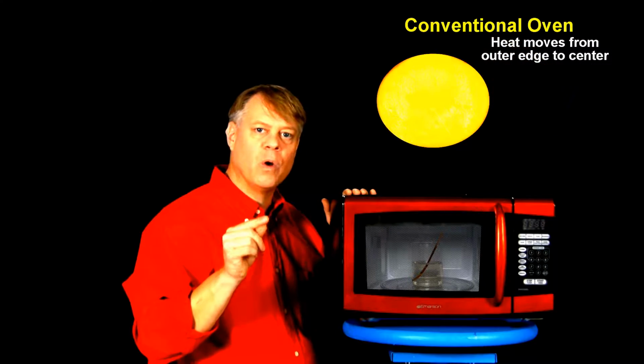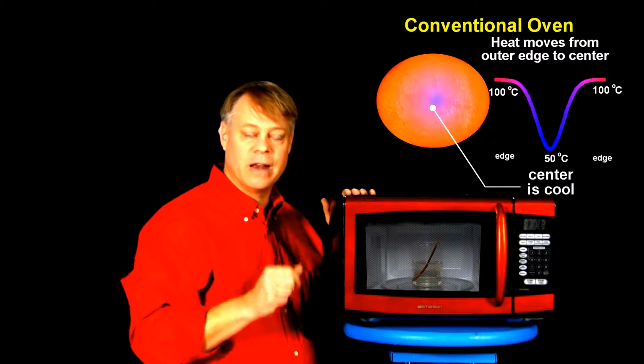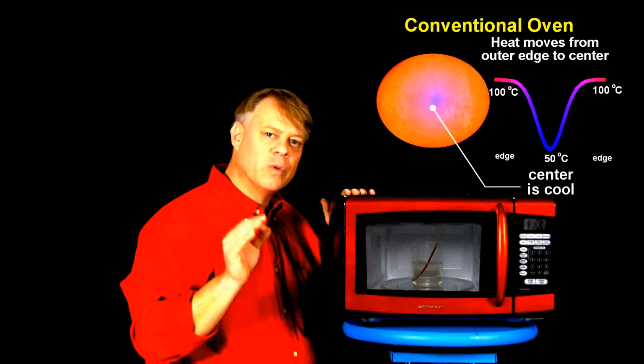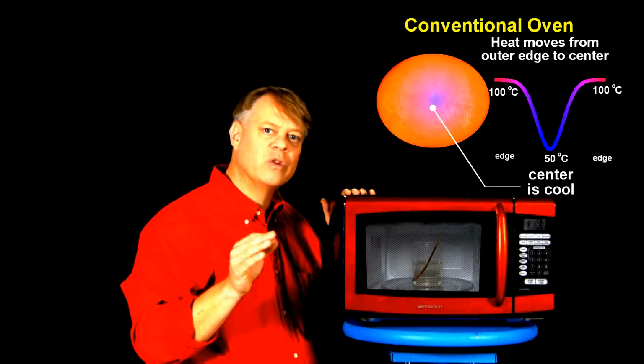In a traditional oven or stove, we heat food by placing a pan on a burner or in the oven where the walls radiate heat, which cooks the outside of the food. The insides cook when heat transfers from the surface of the food to its interior.